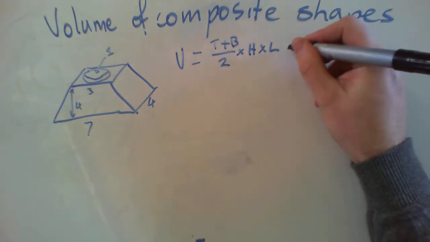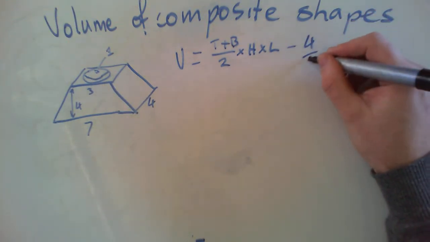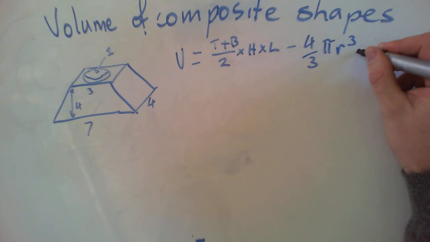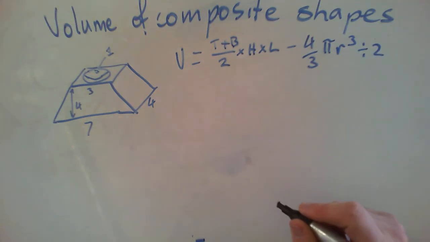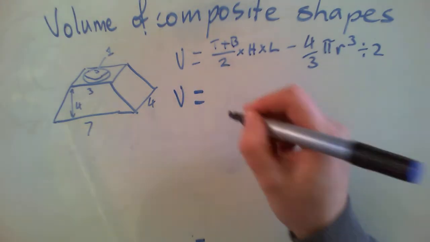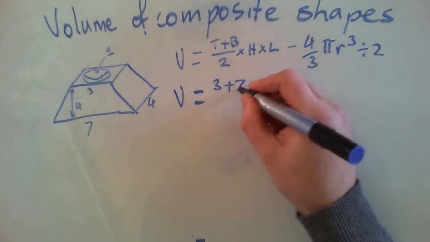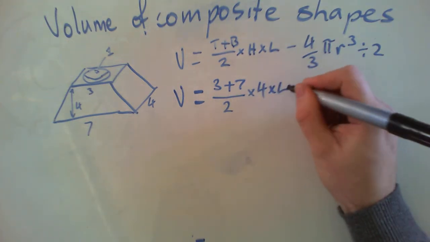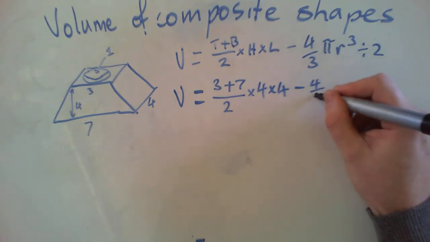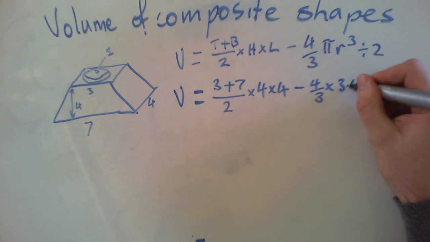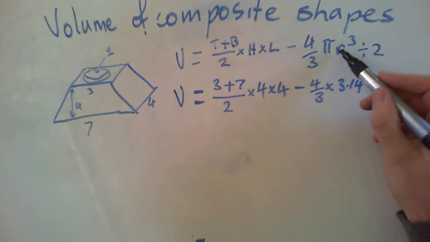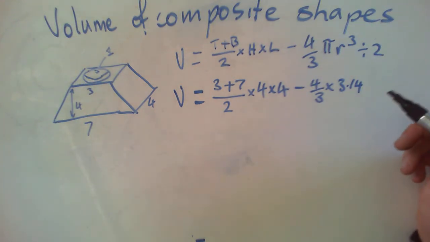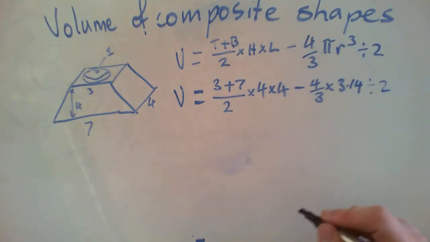Now we've got to take away half of a sphere. We know our sphere is 4 on 3 pi r cubed, and we're going to need to divide that by 2. So if we look at that, we've got top, which is 3, plus the bottom, which is 7, divided by 2, times our height, which is 4, times our length, which is 4, and we're going to take away 4 on 3 times 3.14. Now the radius was just 1, and it's to the power 3, which means 1 times 1 times 1, which is just 1, and anything times 1 is just itself. So we can ignore the radius there. We're going to divide it by 2.